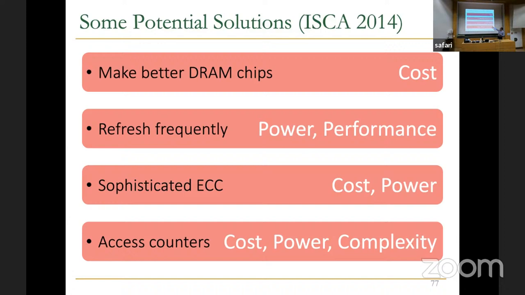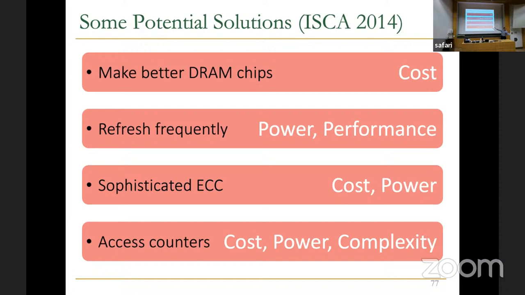So cost and power, sophisticated ECC, I don't believe is a good solution. Maybe people will come up with better ECCs. I'm not sure about that. This is actually interesting because error correcting codes are designed to tolerate errors that we don't know why they're happening. So what you do is you protect your entire memory with additional redundancy, all memory cells equally, normally, and a bit flip happens. You don't know why it's happening, and magically your error correcting codes correct it. That's good. This gives you protection.